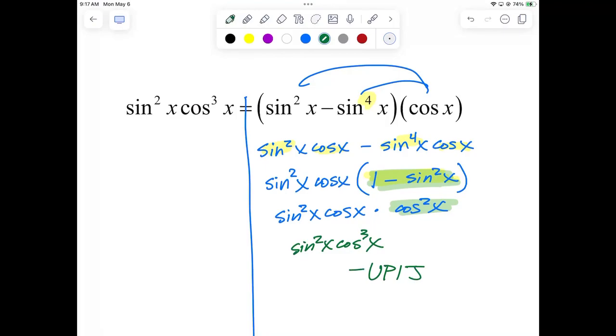Unicorn pride is justified. So that works. That's a beautiful proof. Now, if you got rid of that second line, you could go straight to the third line. You could just factor out a sine squared from the very beginning and group the cosine together. It's up to you. But that's fine.